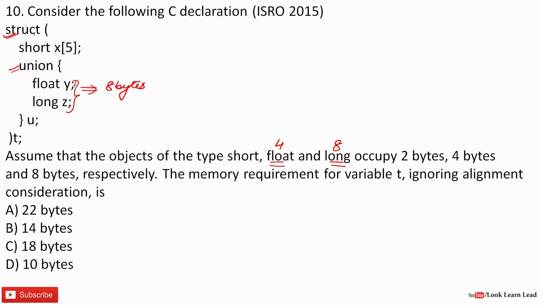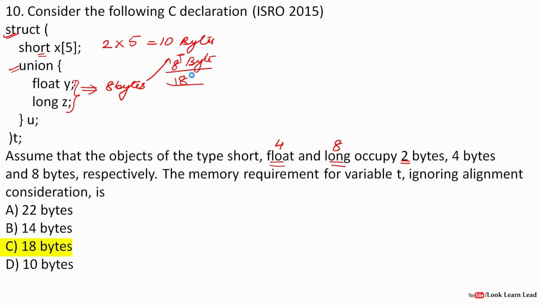But in case of structure, the memory allocated would be different for different variables. For example, we have short x, the short is 2 bytes, so there are 5 elements of short, it would be 2 cross 5, so that is 10 bytes. And 8 bytes for union. So 10 plus 8, it is 18. So 18 is the answer.